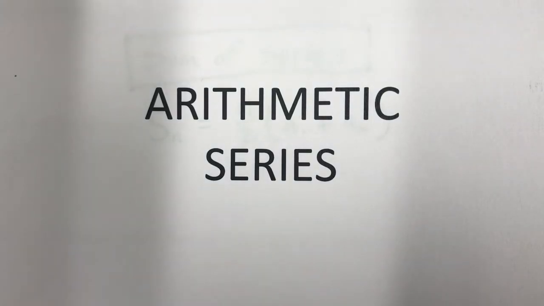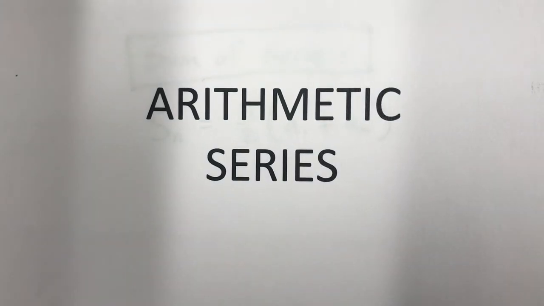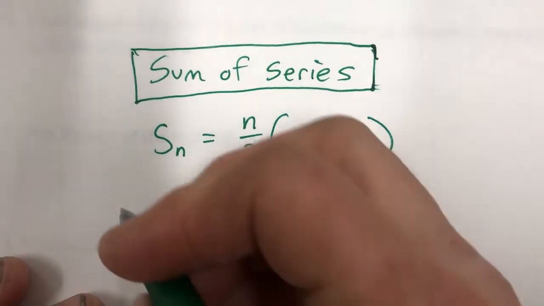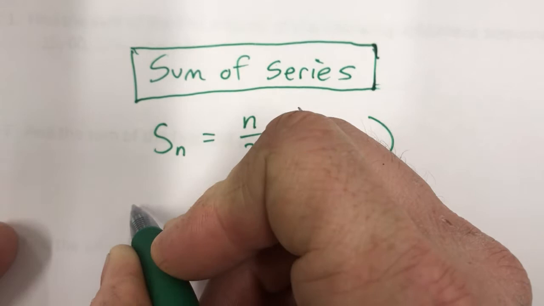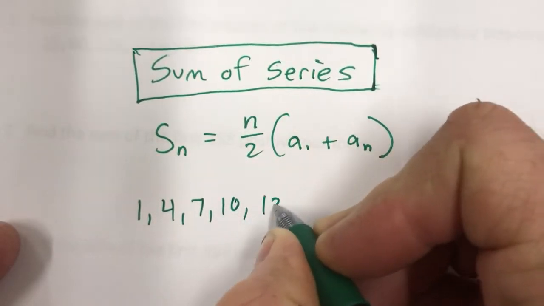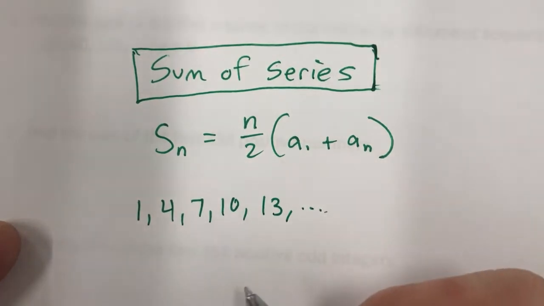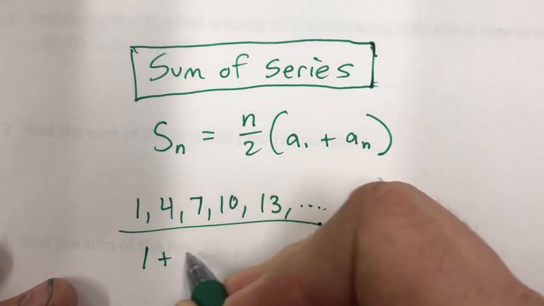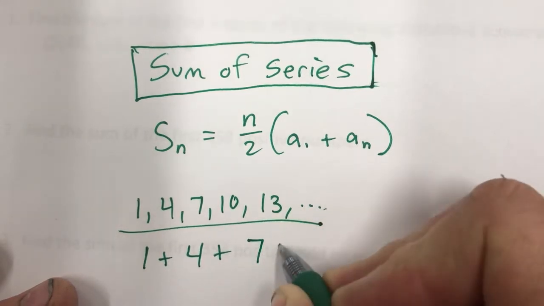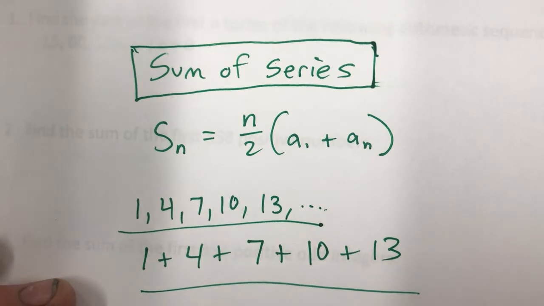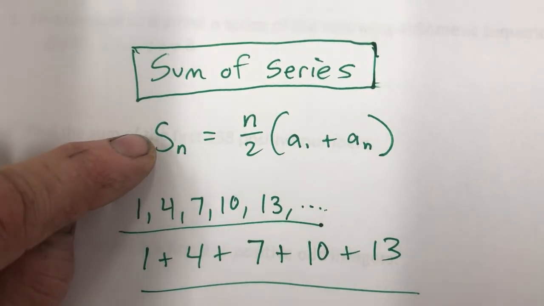All right, we're looking at arithmetic series this video. Arithmetic series. This is the sum of a series. Now what a series is: when you have a sequence of numbers like 1, 4, 7, 10, 13, and so on, this is a sequence. A series is this right here, when you're adding these numbers together. The sum of this series is right here.